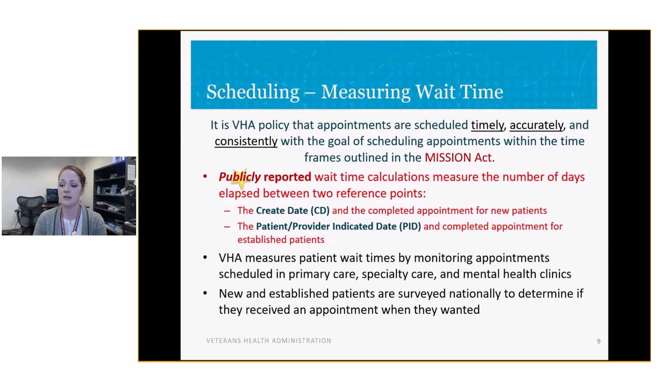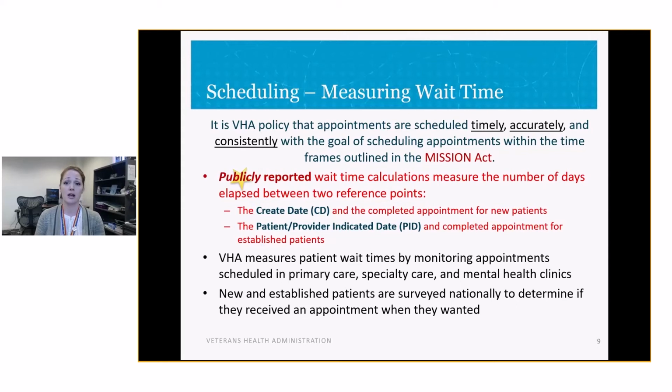Now, the wait times that are reported and that we keep track of are based on two different parameters. We have wait time 1 and wait time 2. That's what they are lovingly called in VISTA. Wait time 1 essentially lets us know how far ahead people are able to make their appointments. So wait time 1 starts counting at the create date. The create date is the day that we realized that there was a need for an appointment.